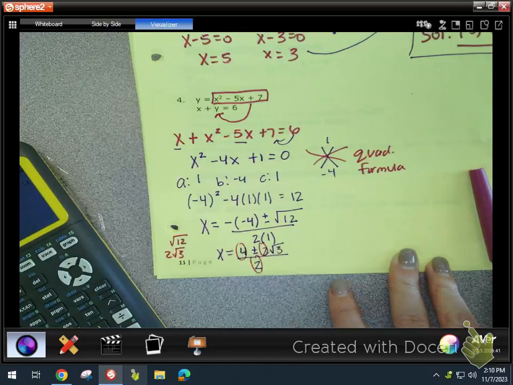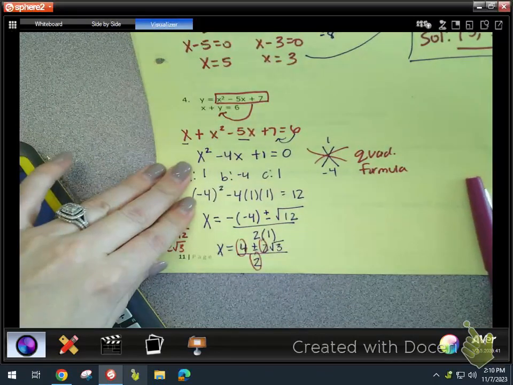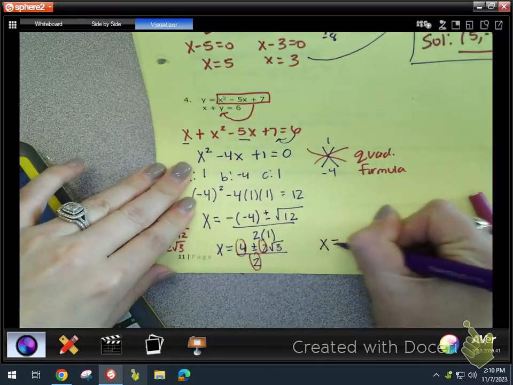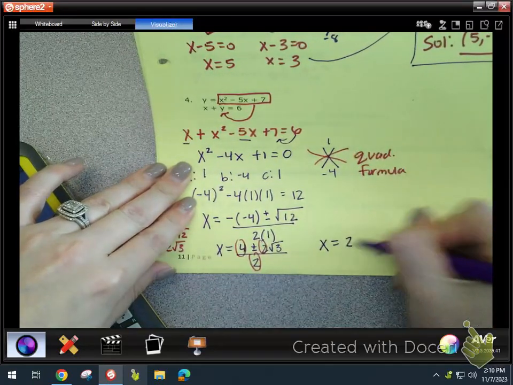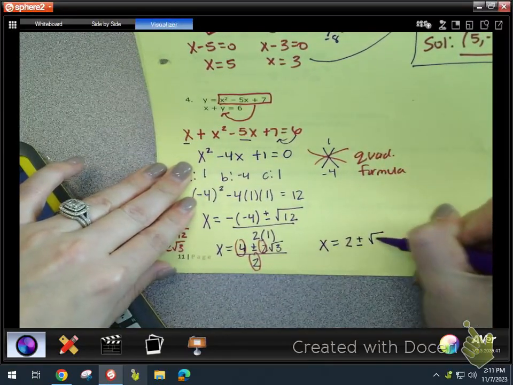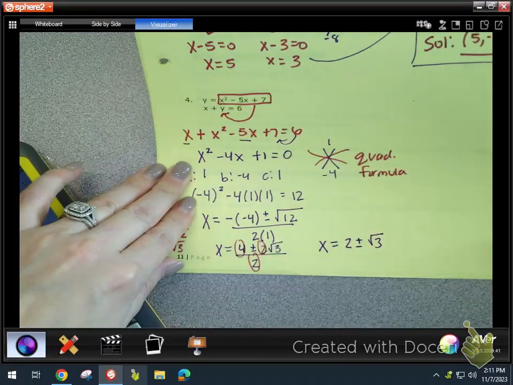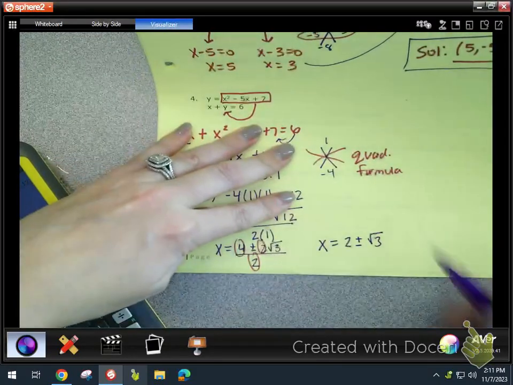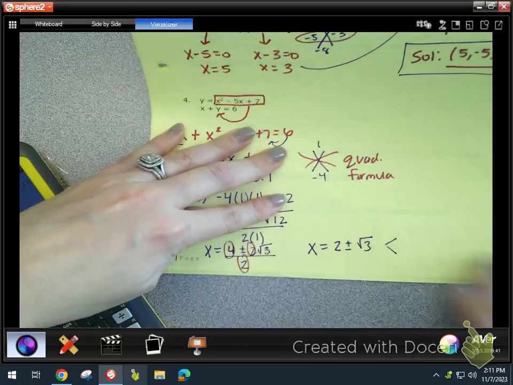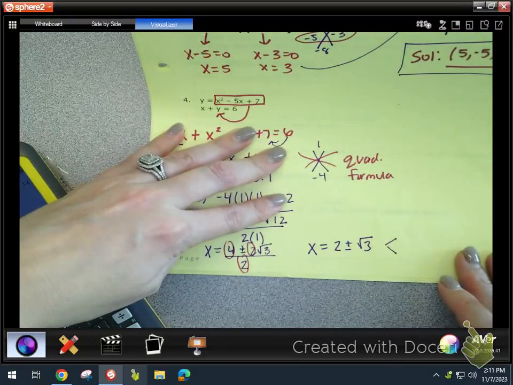Now, the 3 numbers I circled are all divisible by what? 2. So, x is equal to? 2 plus or minus square root of 3. Okay, do I have to put over anything? No. Now, how many solutions is this actually? 2. So I am going to, because this is a system, what do I have to do after?